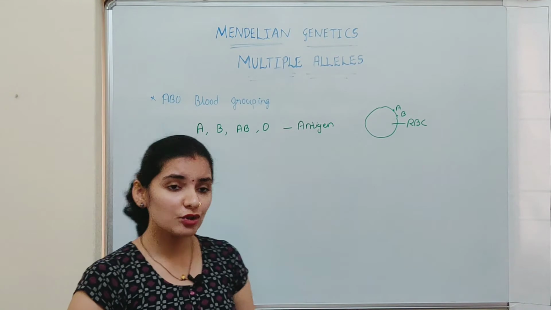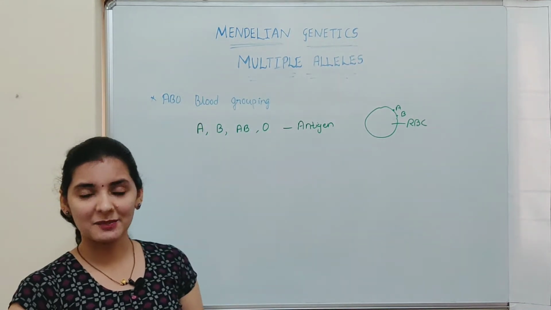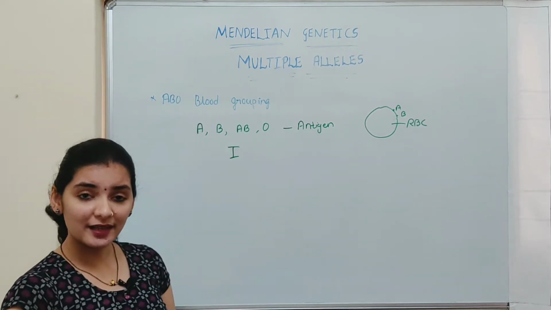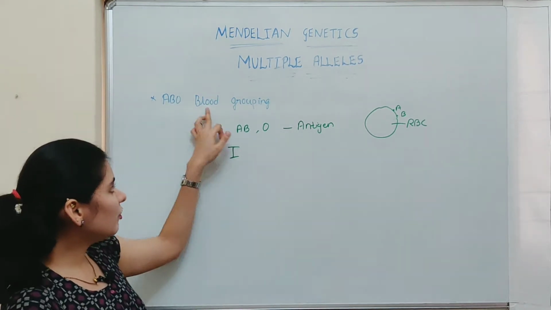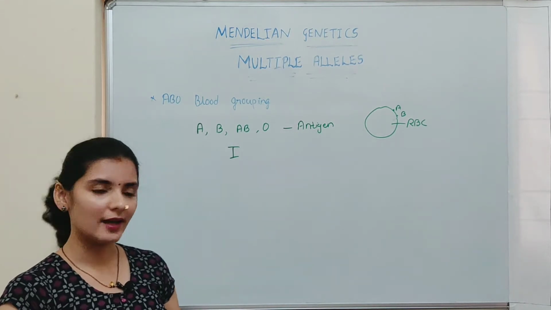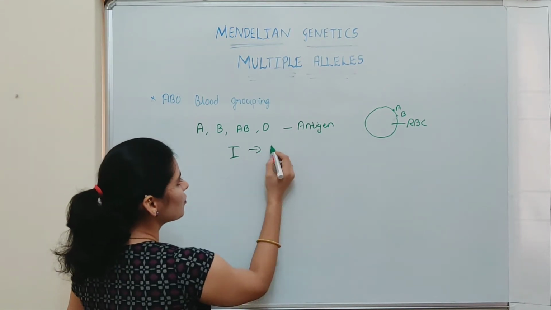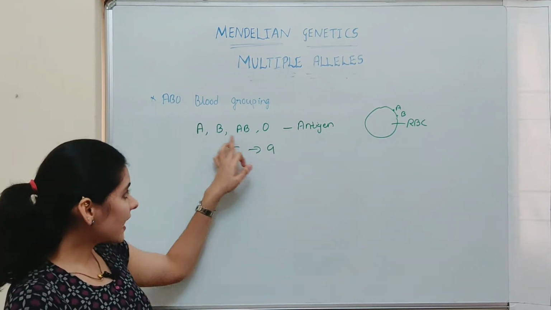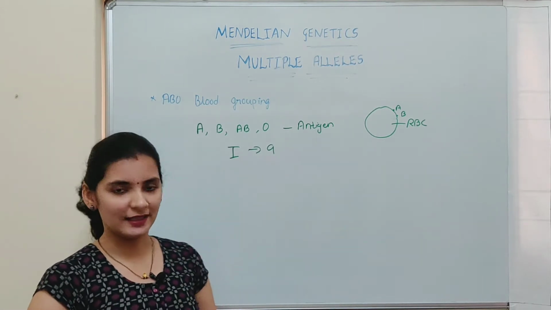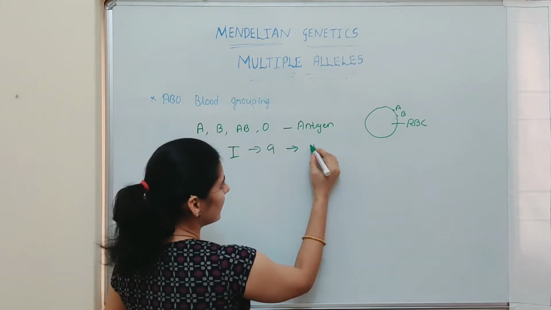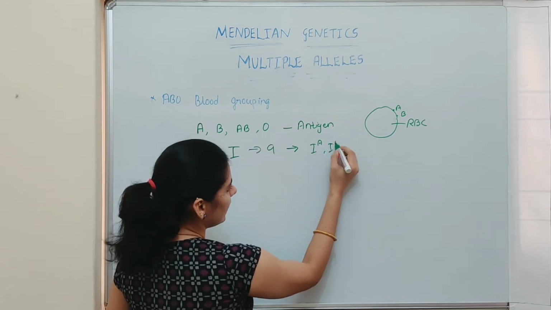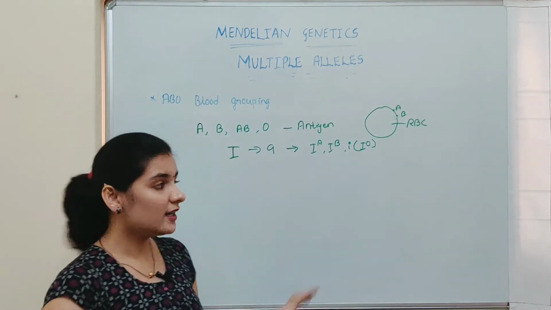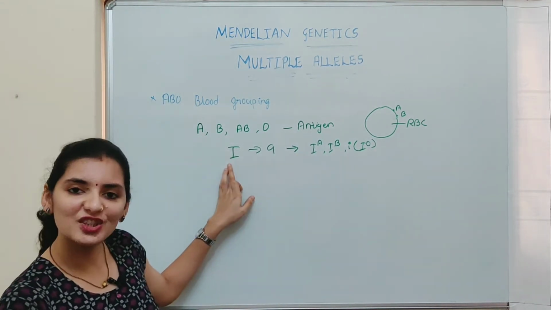So these four blood groups of the ABO blood grouping system are controlled by a gene known as capital I. So capital I is a gene which controls the ABO blood grouping system in the case of a human. And this gene is present on the 9th chromosome. So the 9th chromosome carries gene I. And this I gene has more than two alleles. That is, it has three alleles. They are IA, IB and small i. Small i is also known as IO. So these are the three alleles of gene I.